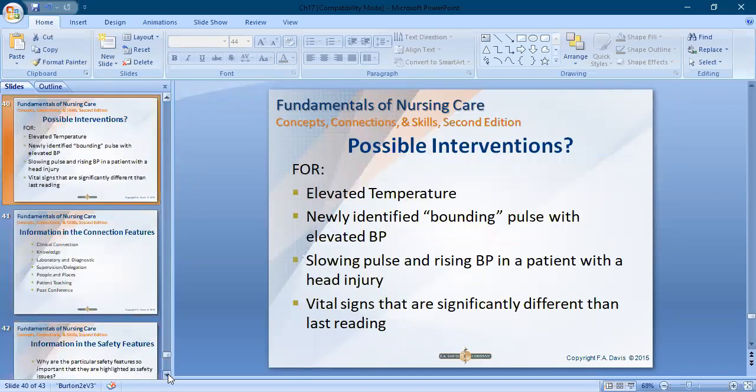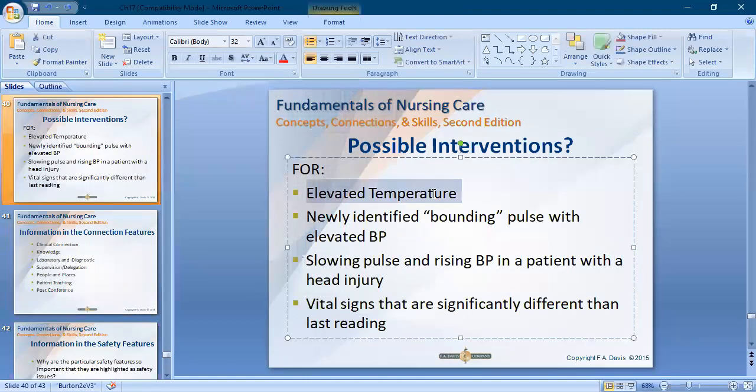Possible interventions: when we have to intervene with the patient, for an elevated temperature, we have to take some measures to reduce the temperature, because high temperature is bad for your brain. Also, a newly identified bounding pulse or elevated blood pressure. If the blood pressure or bounding pulse is suddenly elevated, we have to take measures for the patient, give some antihypertensive medication.